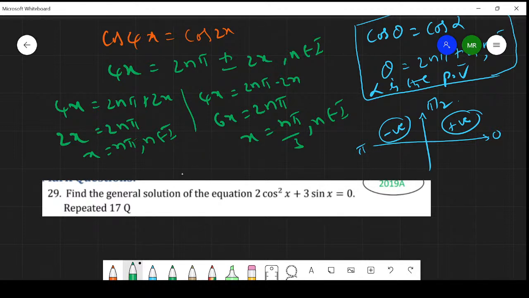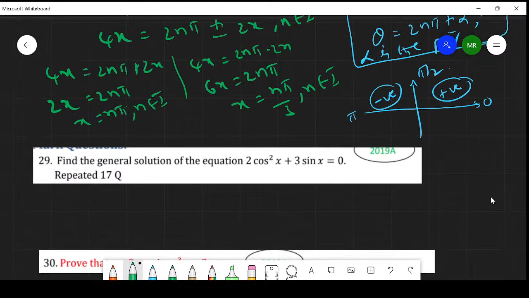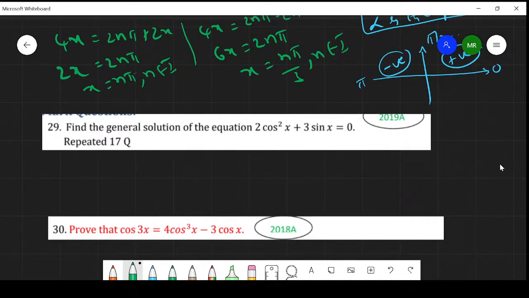In the previous class, I explained this one, in Trigonometric Functions part 1. Please go through those repeated questions, question number 17. You can see the previous class video.